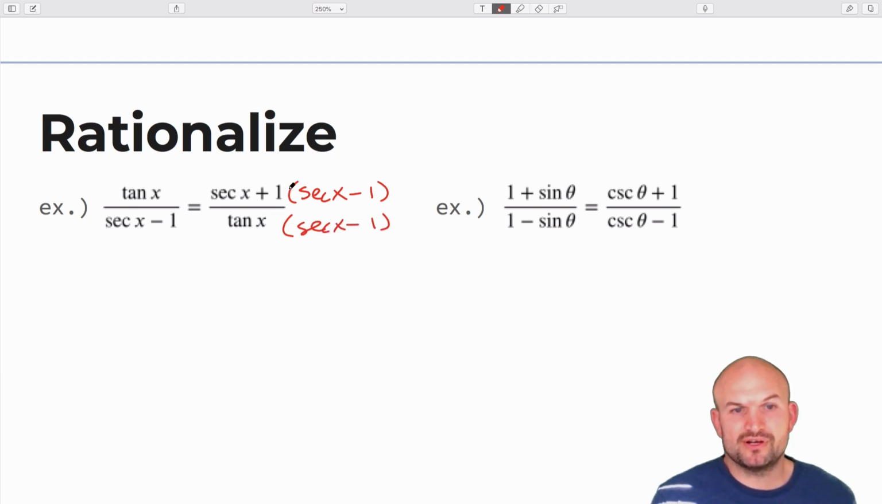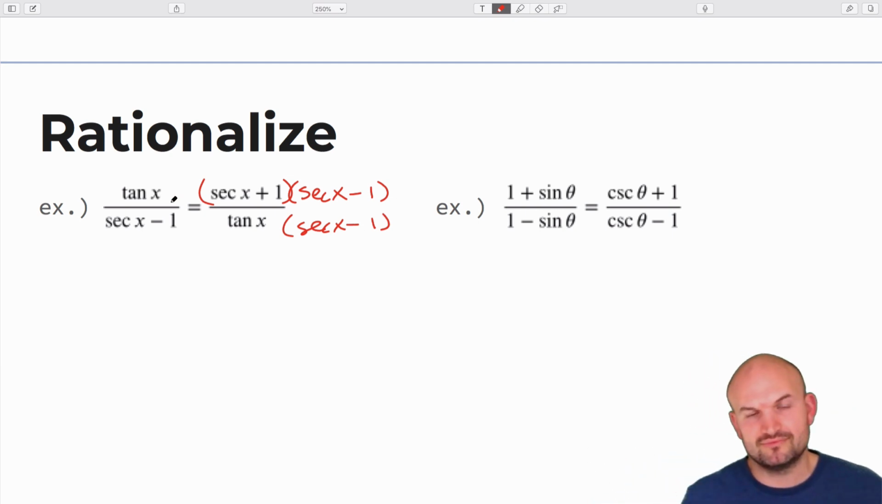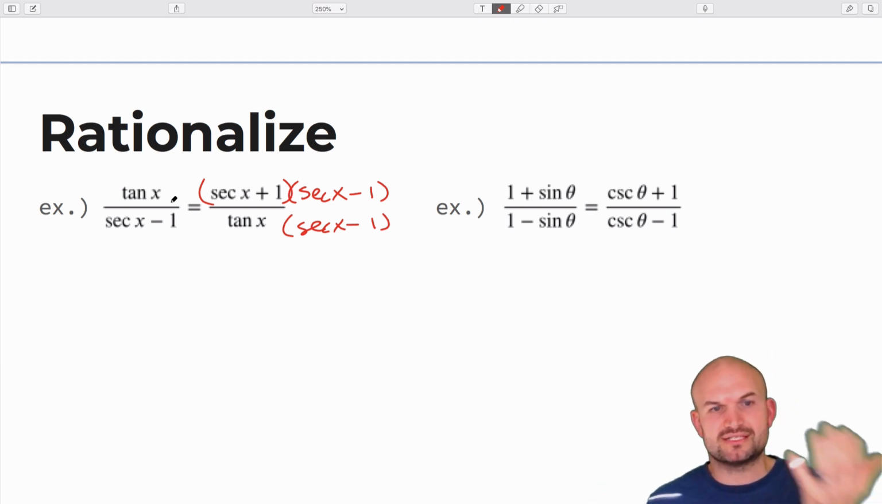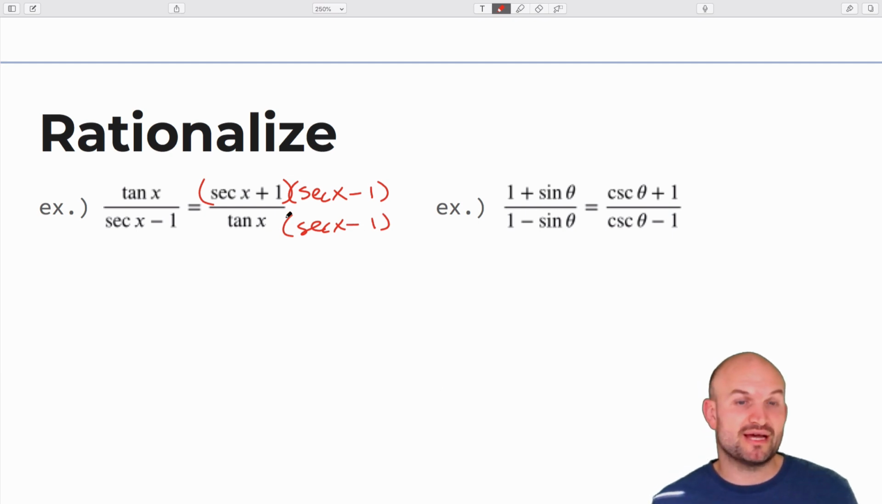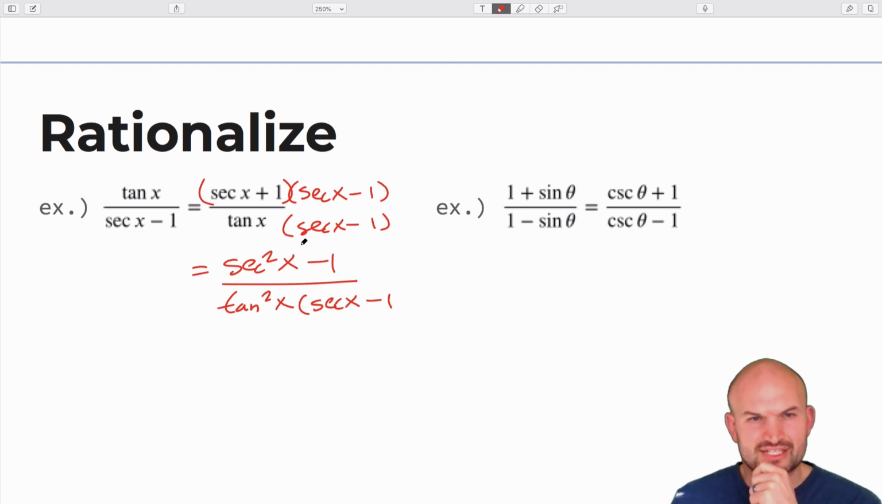And again, all we're doing is multiplying by the conjugate of our Pythagorean identity. So whenever you see a trigonometric function plus 1, or really a function plus another function or a number, you can look at that conjugate and multiply by the conjugate. Just make sure you multiply on the top and bottom. So what's going to happen here is secant squared of x minus 1 all over, I'll leave this out, a tangent squared of x times a secant of x minus 1. Okay. That's just a tangent of x.